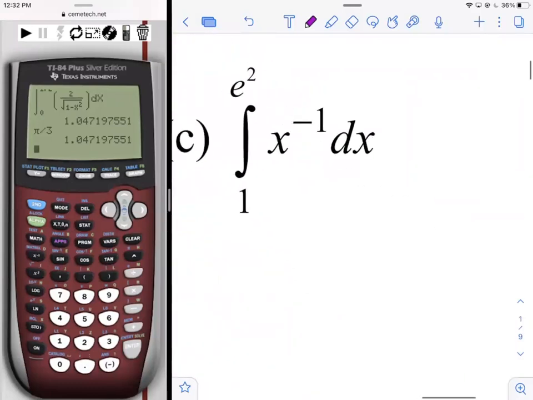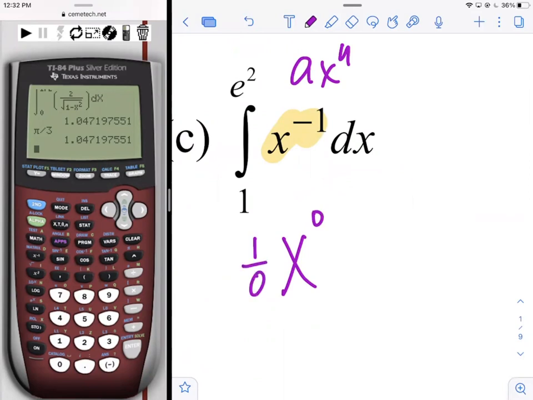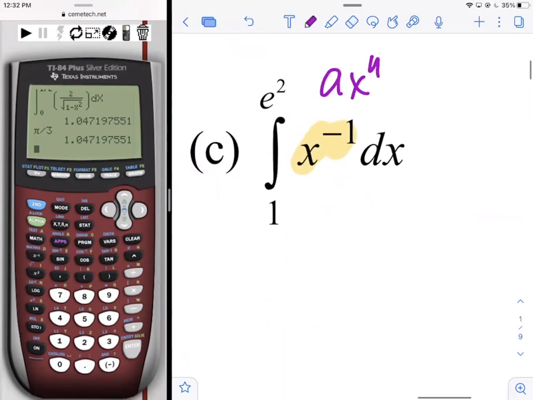All right, let's look at the next example. The integral from 1 to e squared of x to the negative first. Well, it looks like it's a power rule, doesn't it? It's in the form ax to the n. So if I can find the antiderivative, let's see, add 1 to -1 and get 0, and then divide by 0 or multiply by its reciprocal, right? Oh, crap. 1 over 0 is what? Infinity. It's like dividing by 0. It doesn't work. Oh, crap. Remember, this is the one time that the power rule fails.